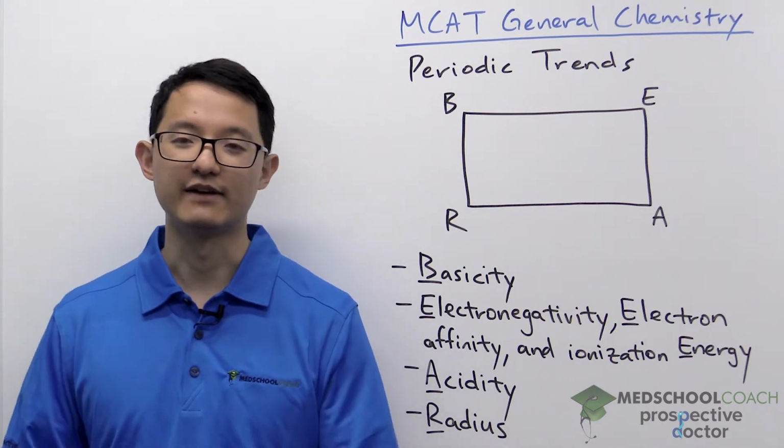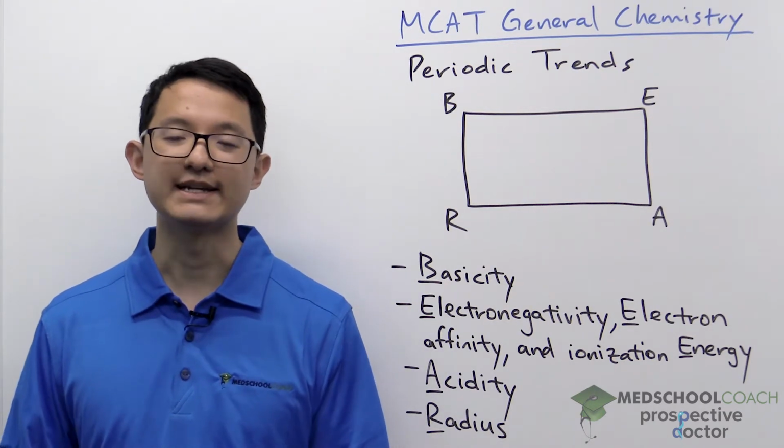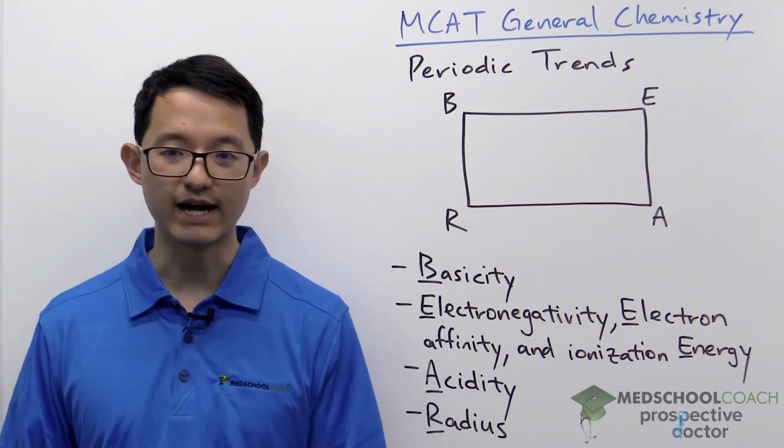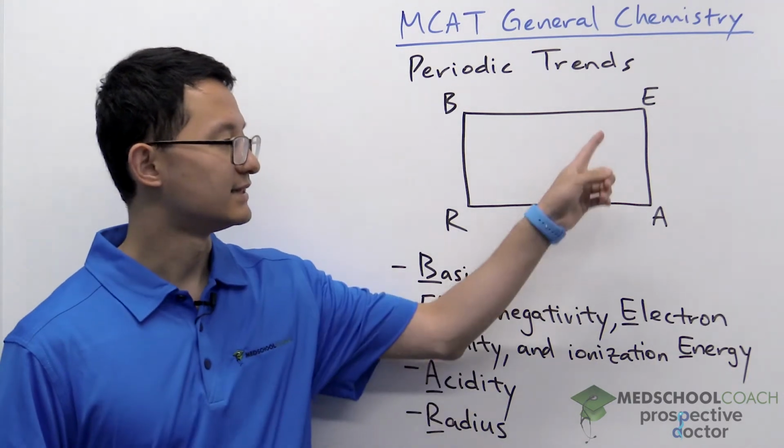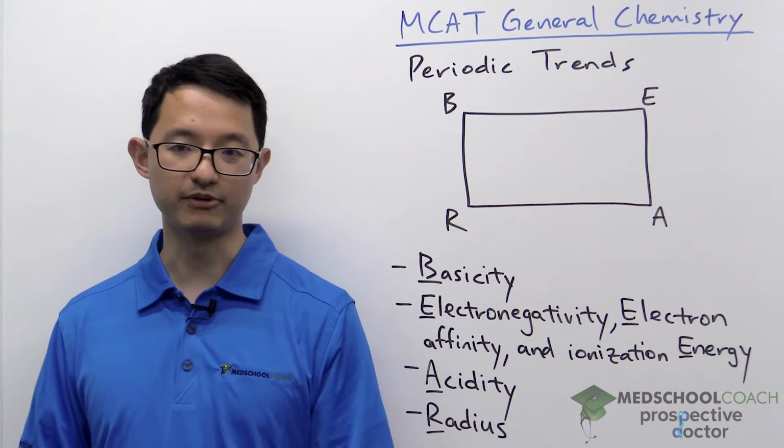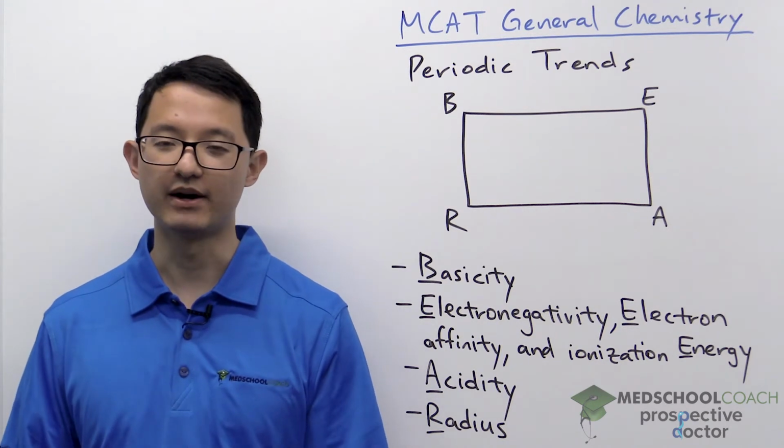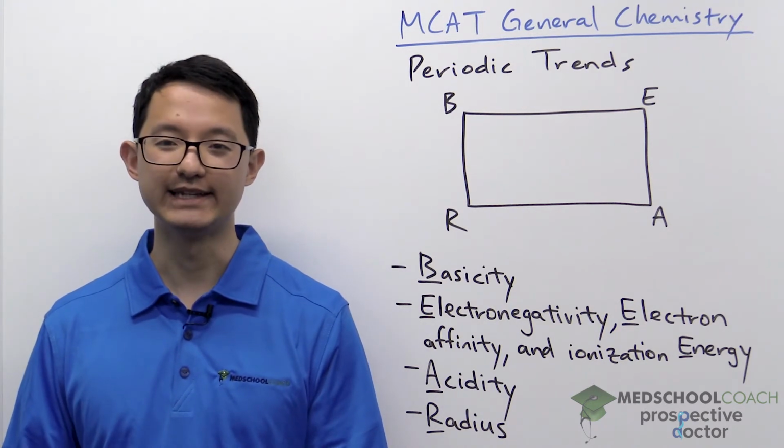And finally, we have R, which is radius. Radius is the size of an atom's electron cloud, and it increases going down and to the left on the periodic table. So again, the mnemonic is BEAR, B-E-A-R.